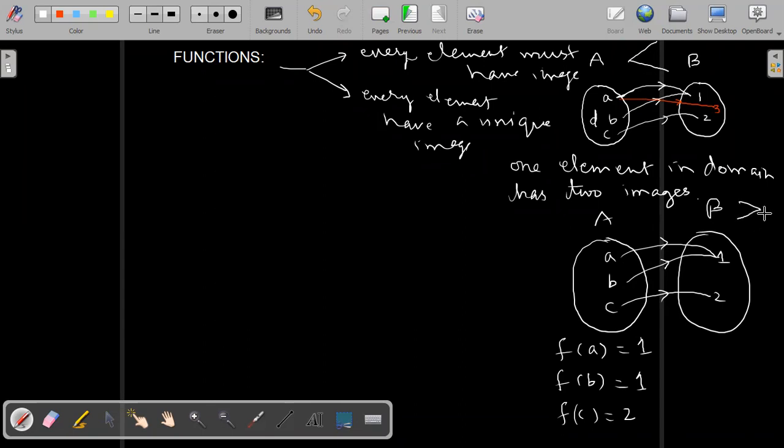Two elements can have the same image, but one element cannot have two images. Then it is a function. Means a relation is a special type of function, or a function is a rule which assigns the elements of A to B such that every element of A has only one and one image in set B.